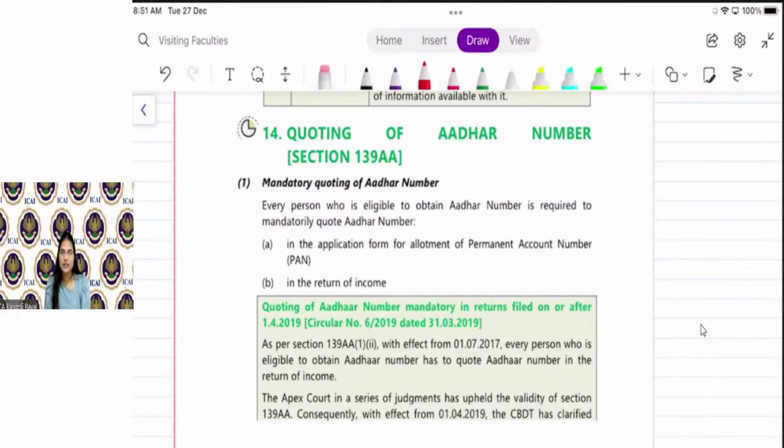Quoting of Aadhaar number. Mandatorily quoting of Aadhaar number. Every person who is eligible to obtain Aadhaar number is required to mandatorily quote Aadhaar number in the application form for allotment of PAN. So if you are having an Aadhaar and you are applying for PAN, then you have to mention your Aadhaar number in the application form of PAN, and in the return of income. It is mandatory for every person to mention their Aadhaar number in your income tax return.